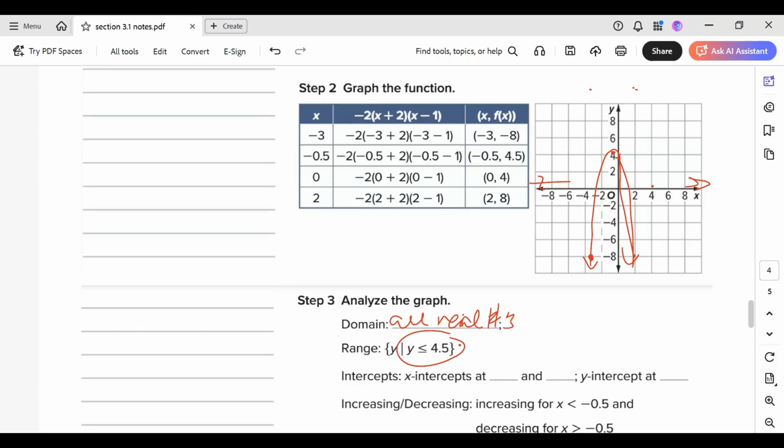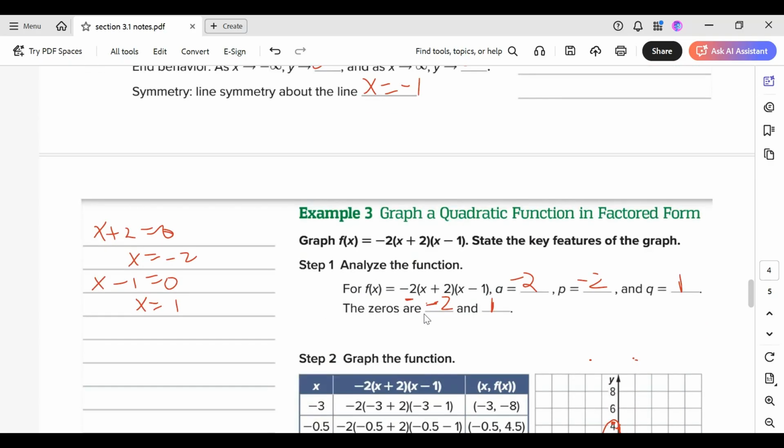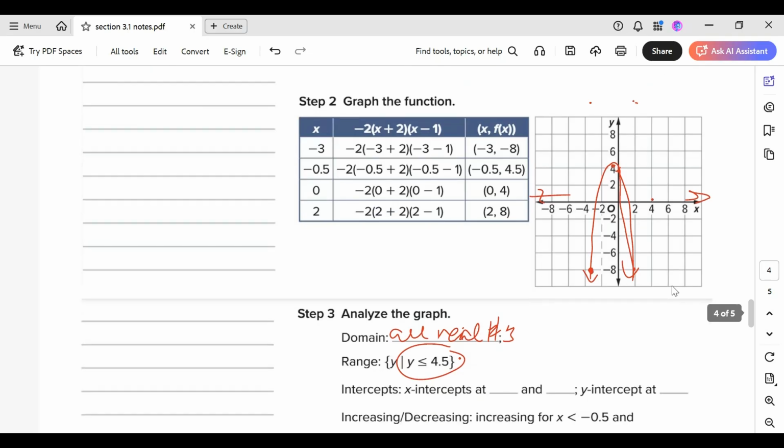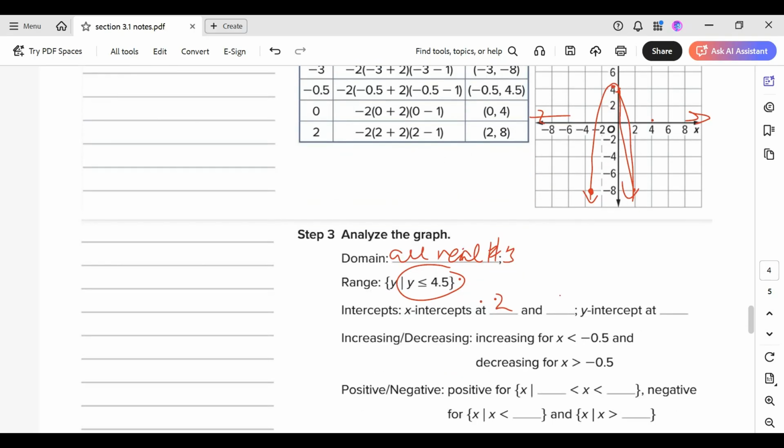So our x-intercepts, when it hits the x-axis. Remember we found them in our ordered pairs earlier. It was -2 and 1. So we have intercepts at -2 and +1, and our y-intercept is at 4. It's increasing, decreasing. We are going in a positive direction when x is less than -1/2, and we are decreasing when x is greater than -1/2. What that means is we're going in a positive direction here and a decreasing direction here.